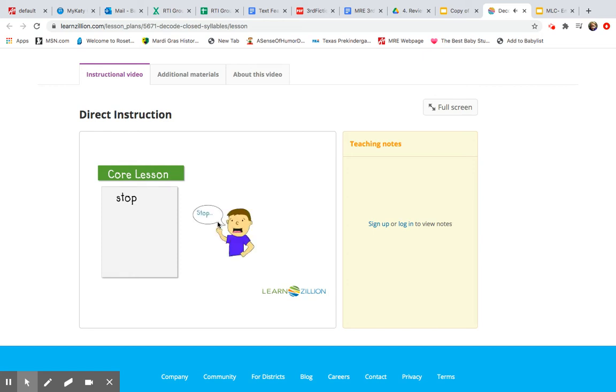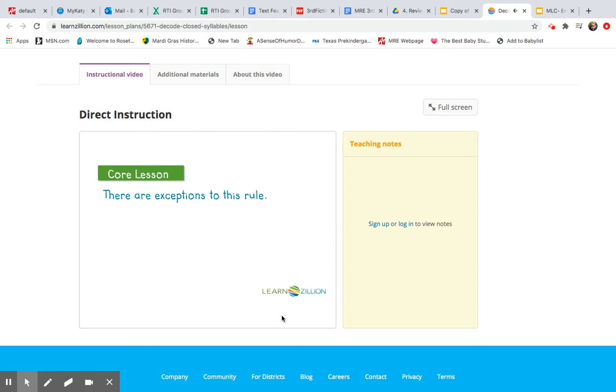Here we have the vowel O, followed by the consonant P. So let's try pronouncing it with a short vowel sound. Stop. That works. Here we have the vowel E, followed by the consonant N. Let's try it with our short vowel sound since it's closed. Men. And here we have two vowels, both followed by consonants. So let's try dolphin. There are exceptions to this rule.